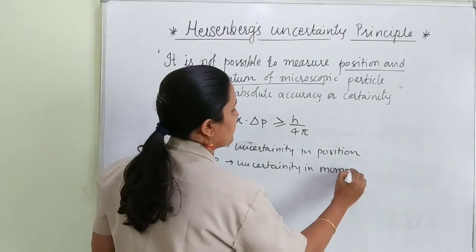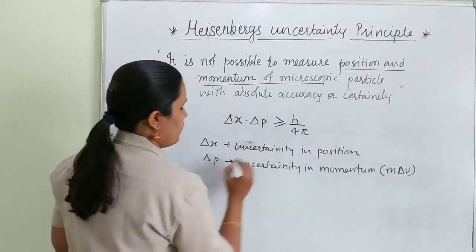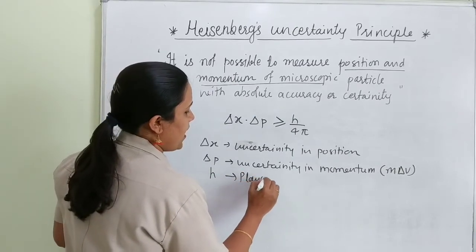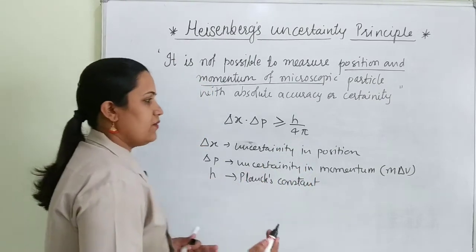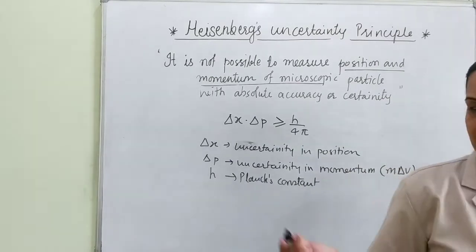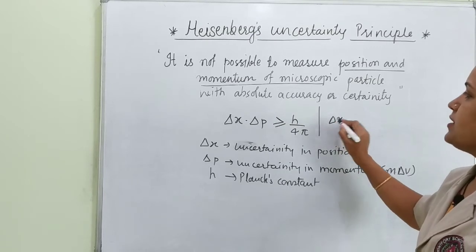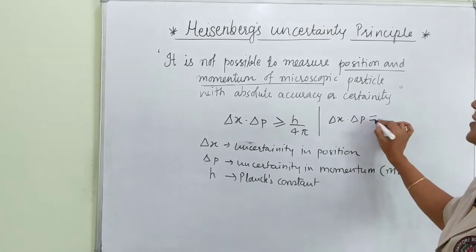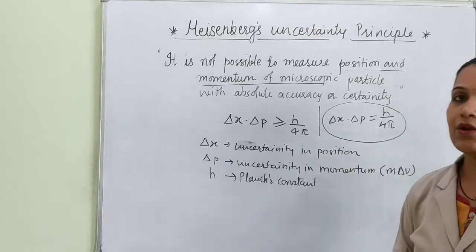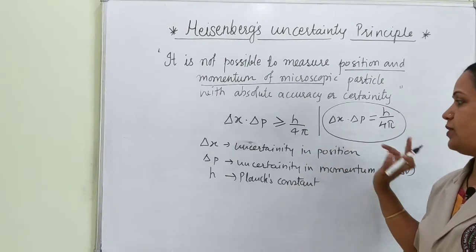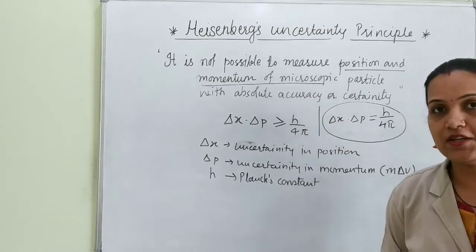And how can we calculate? We can calculate as m delta v. And what is this h? H is Planck's constant, and pi, that we know very well. So this is the mathematical expression by which we can calculate; for calculation purpose we are using this as delta x into delta p is equal to h upon 4 pi. Okay, so this formula we can use, and we can calculate the uncertainty in position as well as uncertainty in momentum. Okay, so students, this is actually the Heisenberg's uncertainty principle.